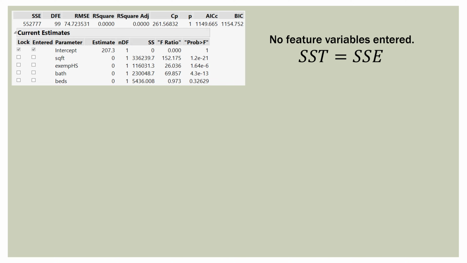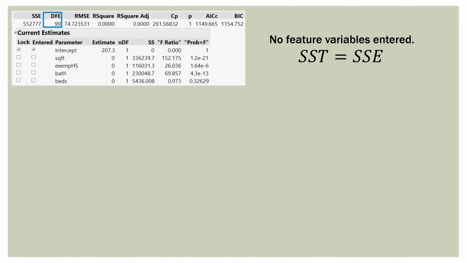Now I want to point out a few things to keep in your mind as we go forward so I don't have to repeat them over and over. First thing to point out is that in this case, where no variables are in the model, the sum of squares due to error is the same as the total sum of squares because there are no variables in the model yet. They are the same thing. So the SSE of 552777 is our SSE, but it's also our SST at this stage.